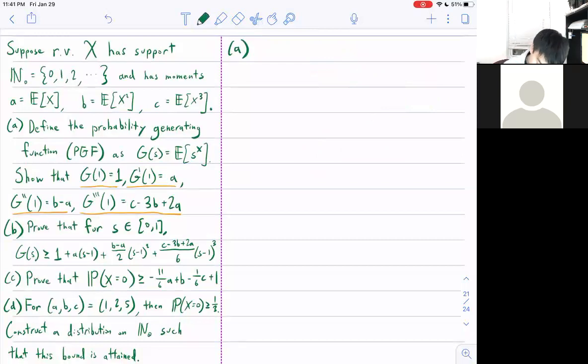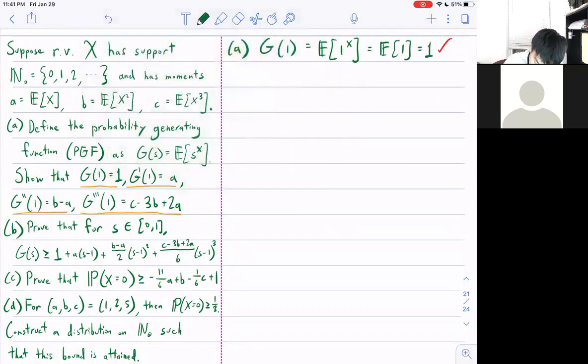So we want to show that these expressions here are true. So G(1) is what? It's the same thing as the expected value of our expression evaluated at 1. Well, 1 to any power equals 1, right? So this simply equals the expected value of 1, which just equals 1. So that's satisfied.